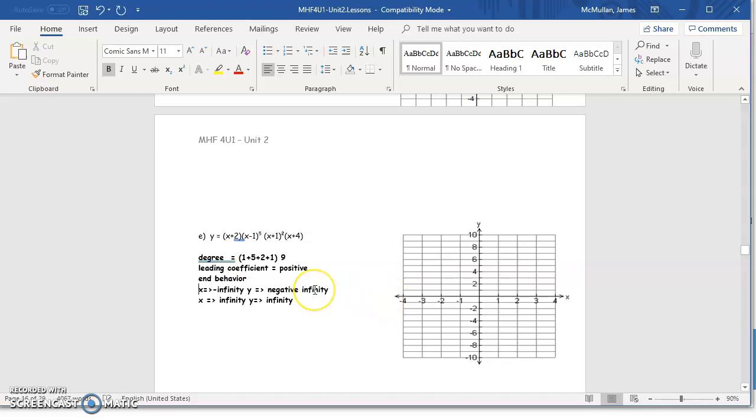So maybe we'll just get rid of that. Okay, so we know how this one's going to look. It's going to have opposite end behaviors. It's going to start in the negative quadrant and end in the positive quadrant. It's degree 9. The y-intercept for this one would be 2 times negative 1 to the power of 5, which is negative 1, times 1 squared, which is 1, times 4. So altogether, that's equal to negative 8.